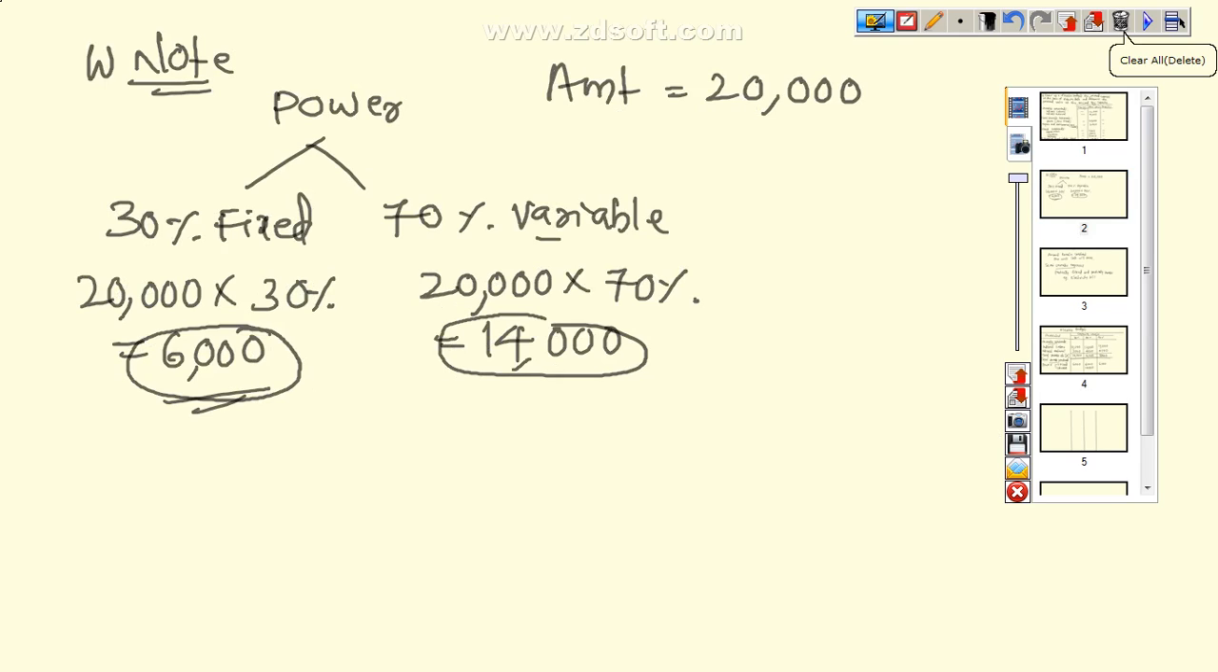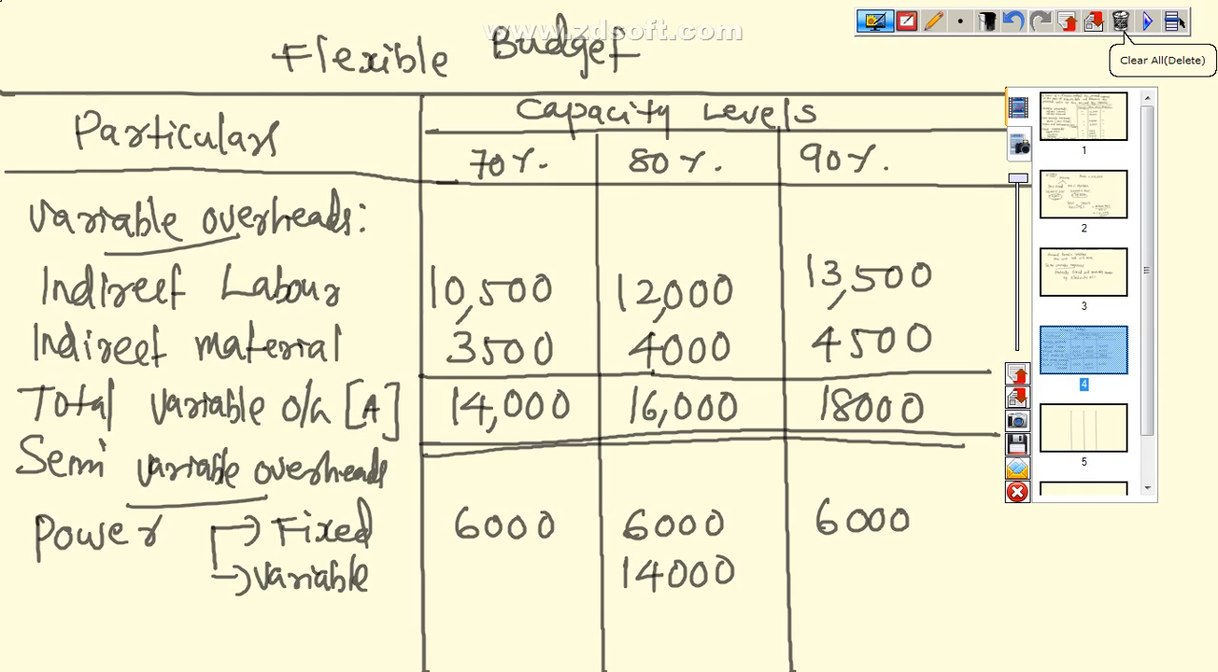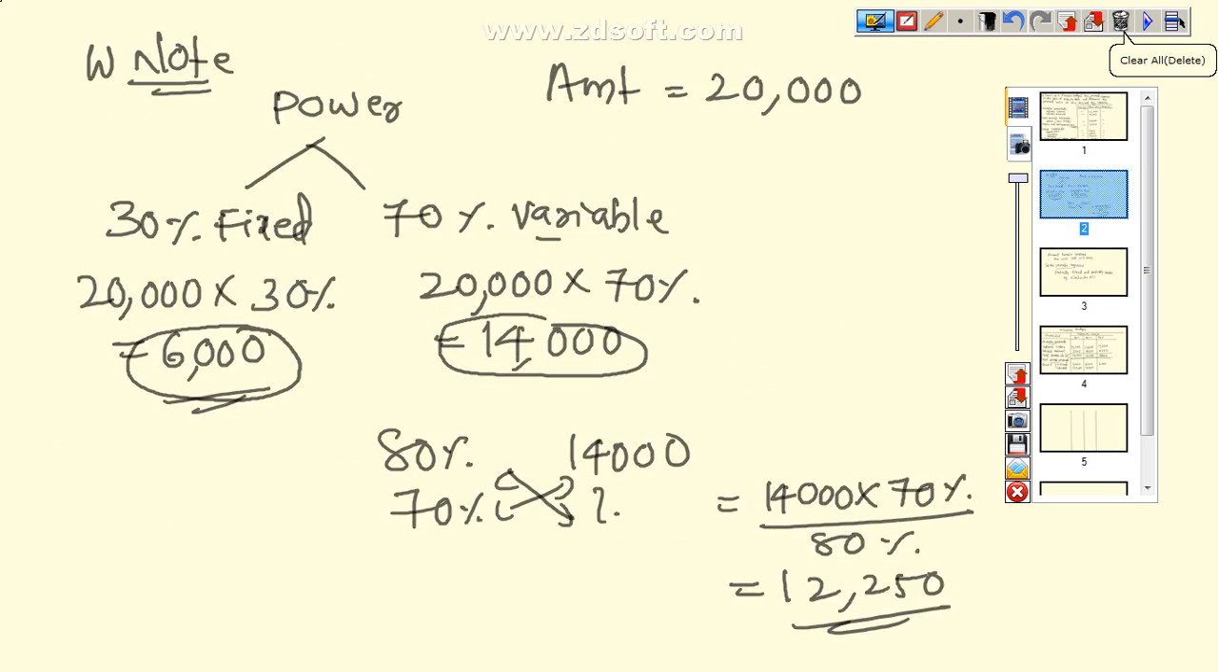Now we have to calculate for 70 as well as 90% capacity. For 80% capacity we know the value, 14,000. Now how to calculate for 70% capacity? Simple cross multiplication, that is equal to 14,000 multiplied by 70% upon 80%, that is equal to 12,250. So we write it in this table, here we have to write 12,250.